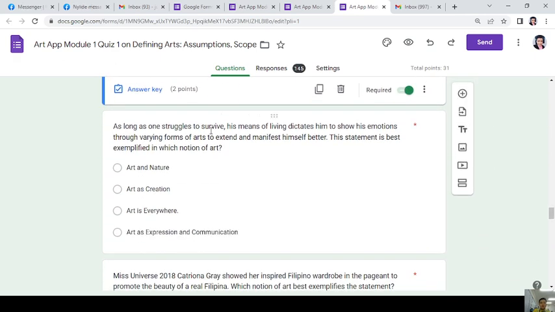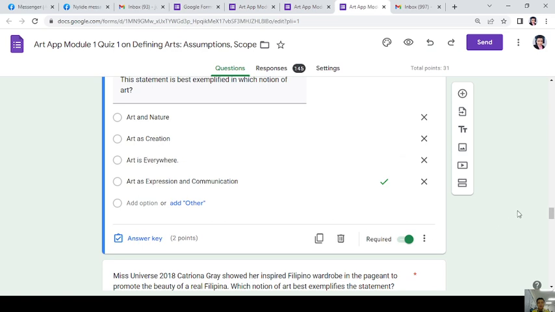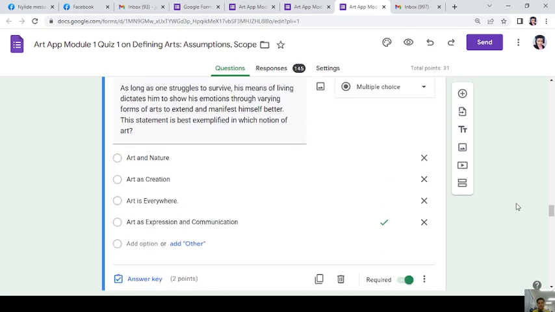Next, as long as one struggles to survive, his means of living dictates him to show his emotions through varying forms of arts to extend and manifest himself better. This statement is best exemplified in which notion of art? His means of living dictates him to show his emotions. Emotions based tayo dito. That is art as perfect expression and communication.